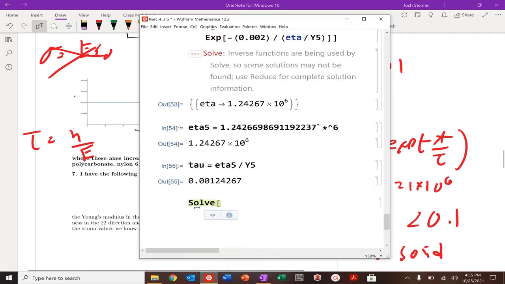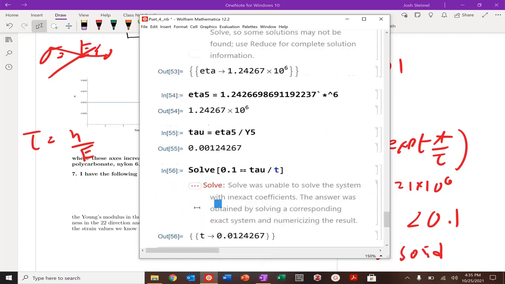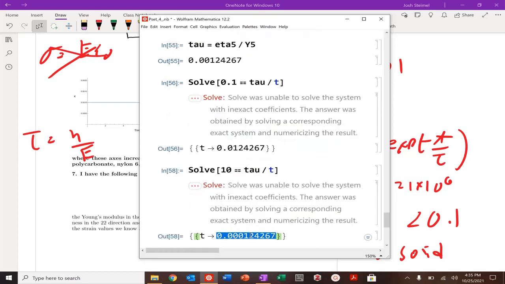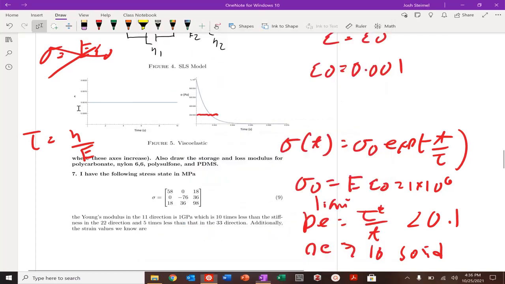So let's solve: 0.1 equals tau divided by t. If our experimental times are longer than this, it will behave like a fluid. So let's look at tau divided by 0.1, and if it's this time or longer, it will be acting like a fluid. If it's this time or less, actually let's do it for the 10, if it's this time or less, it'll behave like a solid. In between those two times, it's going to behave like a viscoelastic fluid.